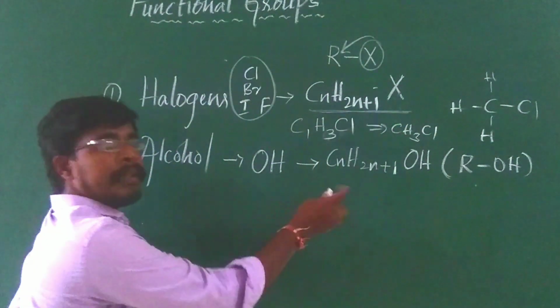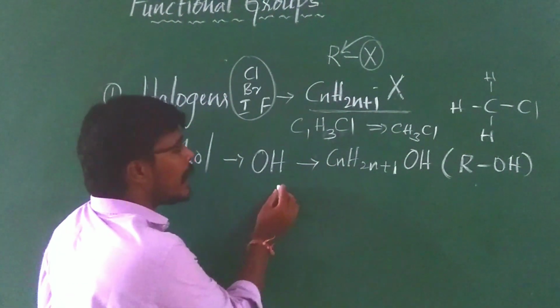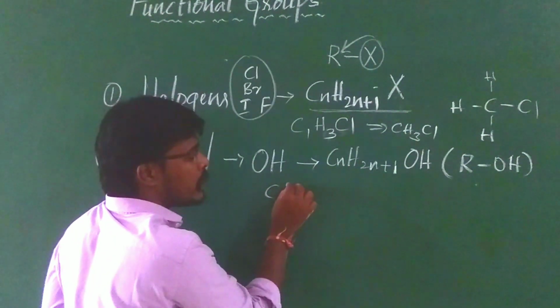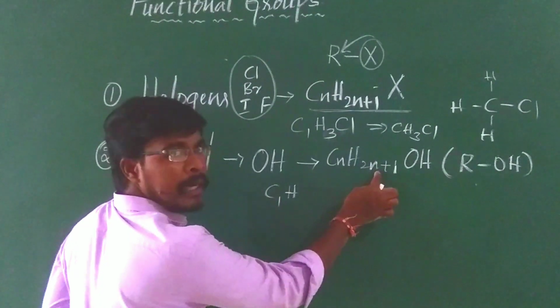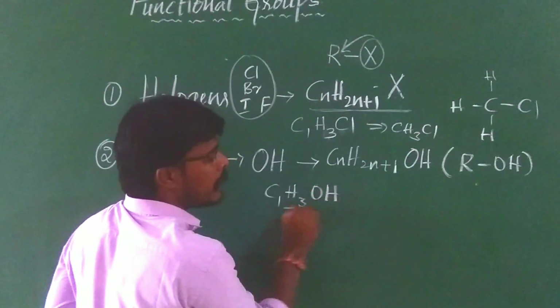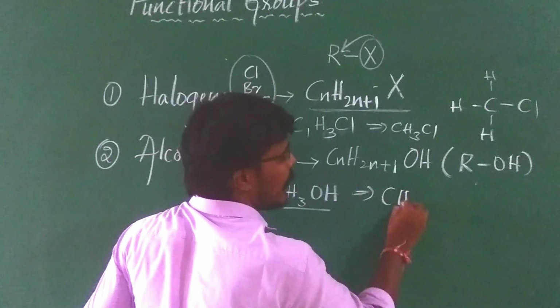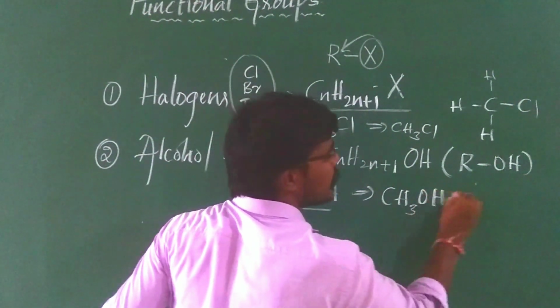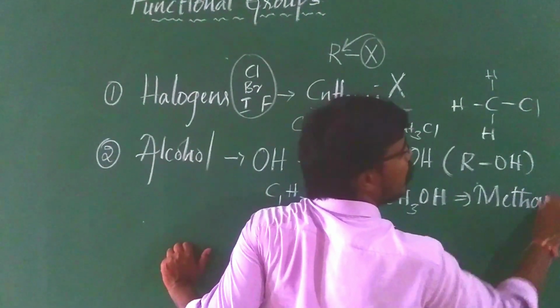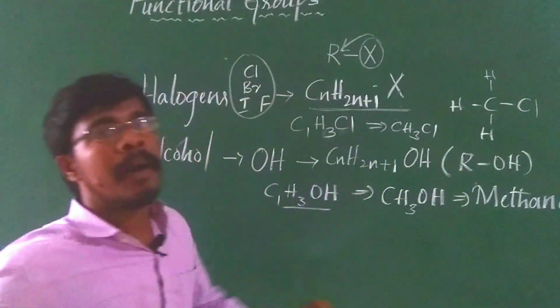Then you can write the first member. For example, if you take n as 1, then H is 2 into 1, it's 2 plus 1, 3, OH. So CH3OH. The name of this compound is methanol.